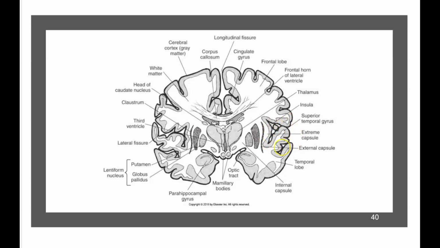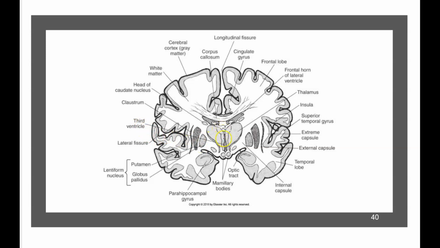We have our external capsule and temporal lobe, internal capsule, optic tract, so you can see the optic nerve within that tract, on both sides. We have our mammillary bodies, and we have our parahippocampal gyrus, so it kind of swirls. We have our lentiform nucleus. Within the lentiform nucleus, we have the putamen and the globus pallidus. So lentiform nucleus usually works for me.